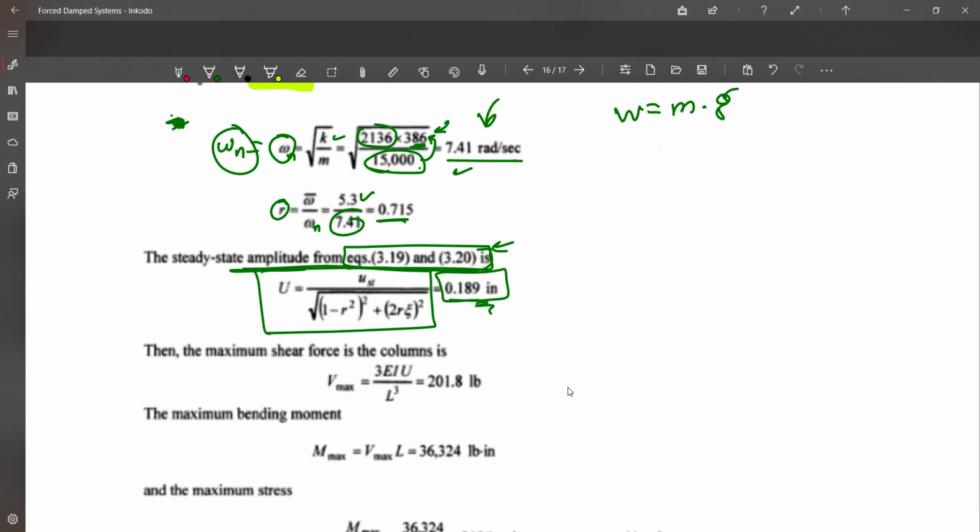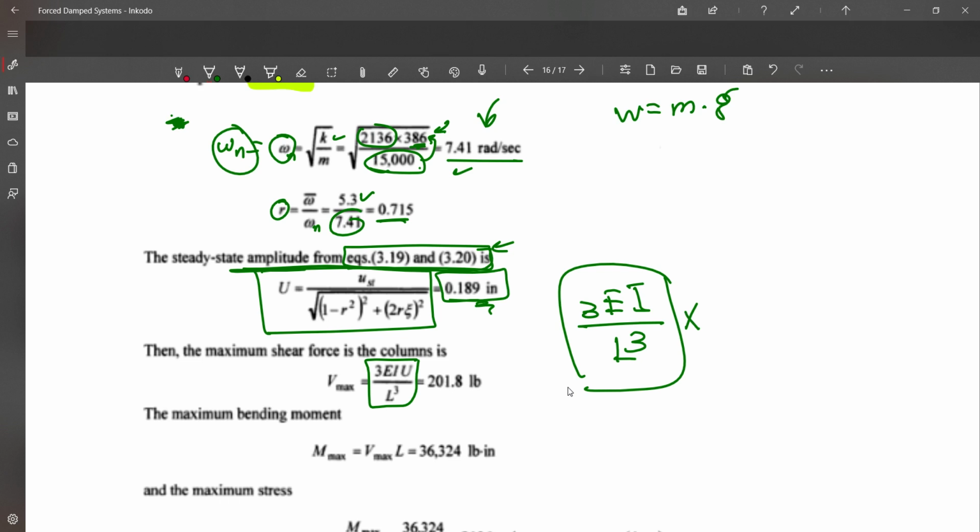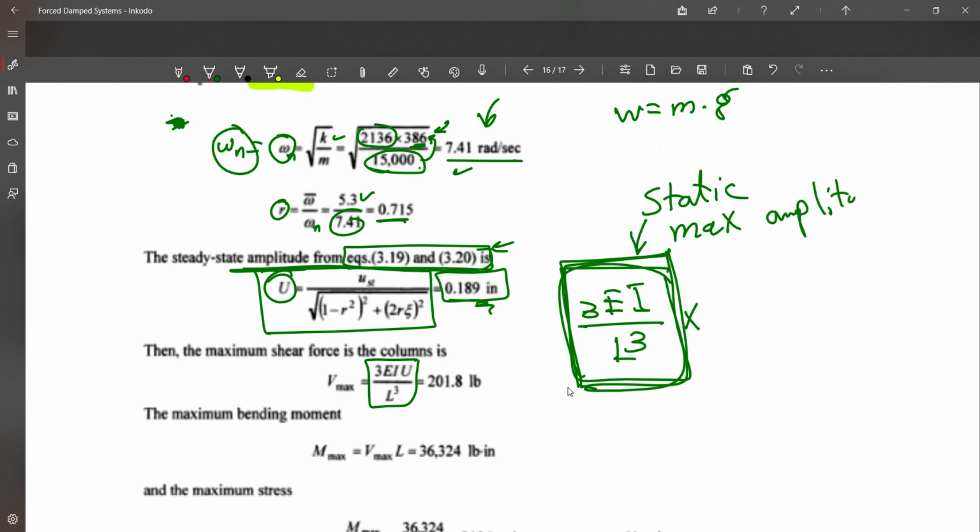Then the maximum shear force in the column is going to be 3EI over L to the power 3, the shear stiffness, times the maximum amplitude, because here we want the dynamic effect. If we use this only, this is the maximum shear in case of the static amplitude, right? But actually our case is not like this. We have something else here. We have a dynamic effect, and we found that it is going to have an effect here.